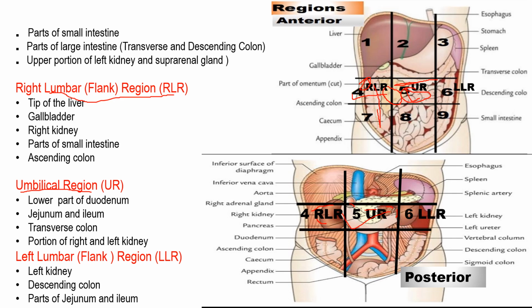Next region is left lumbar region, also known as left flank region. So this is left lumbar region, and it contains descending colon, parts of small intestine. From posterior view, the main organ in left lumbar region is left kidney.